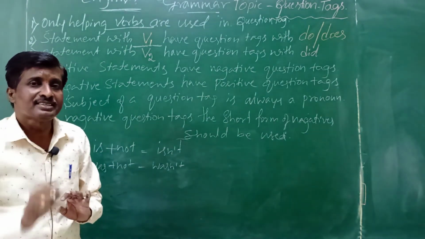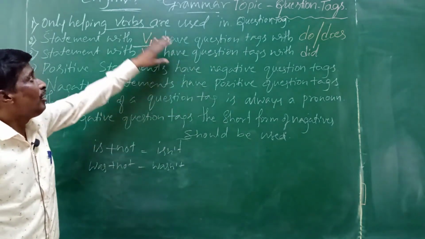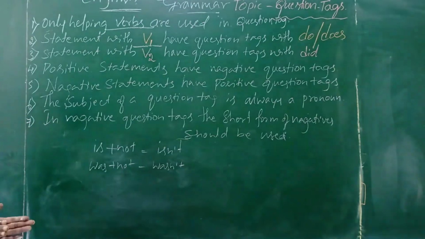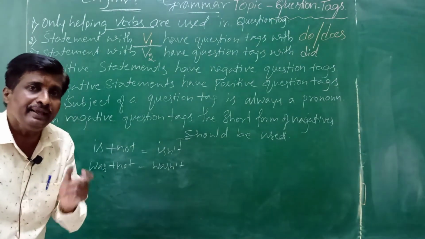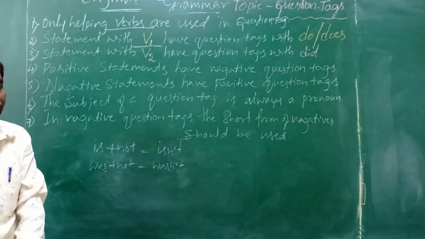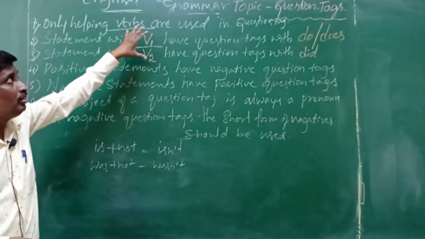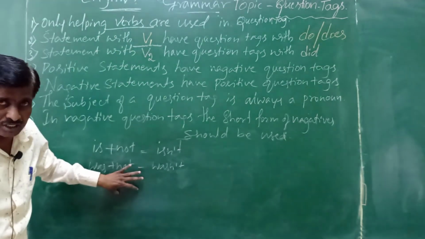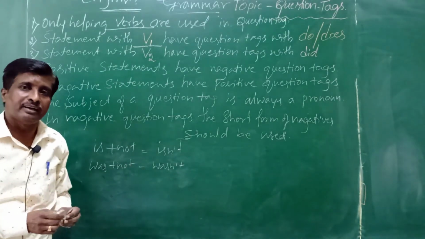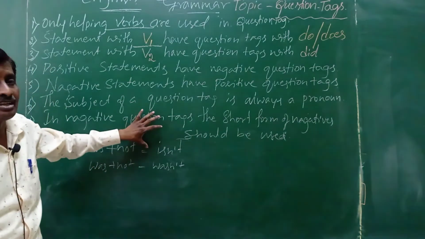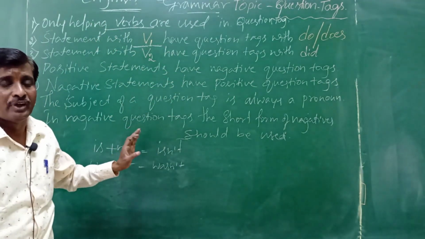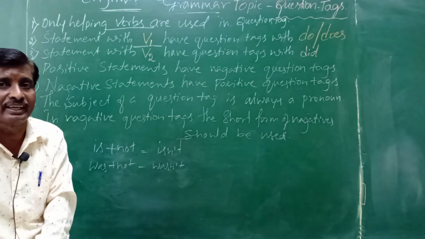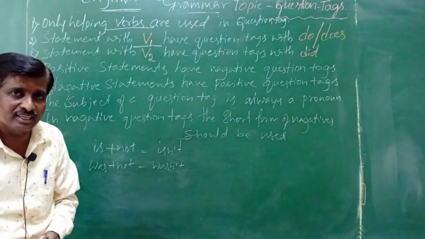Okay, children, please always remember in your mind all these 7 rules that we have to apply while adding the question tag. I hope you understood all the definition and meaning and the 7 rules also. Now let us discuss all these with the help of beautiful examples. Then only we can understand it clearly. Okay, children, thank you.